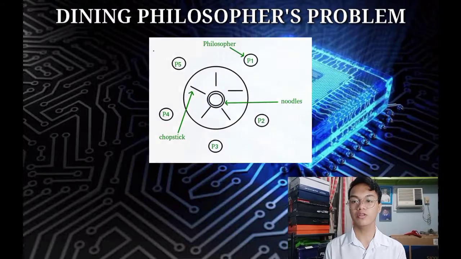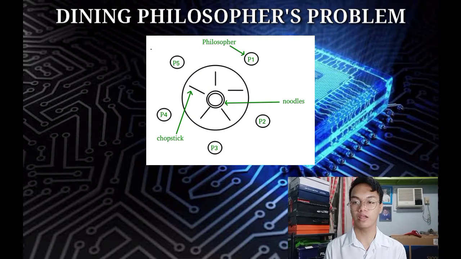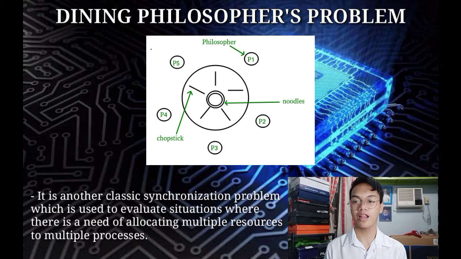Now, we are going to the dining philosophers problem. When we talk about the dining philosophers problem, it is another classic synchronization problem, which is used to evaluate situations where there is a need of allocating multiple resources to multiple processes.